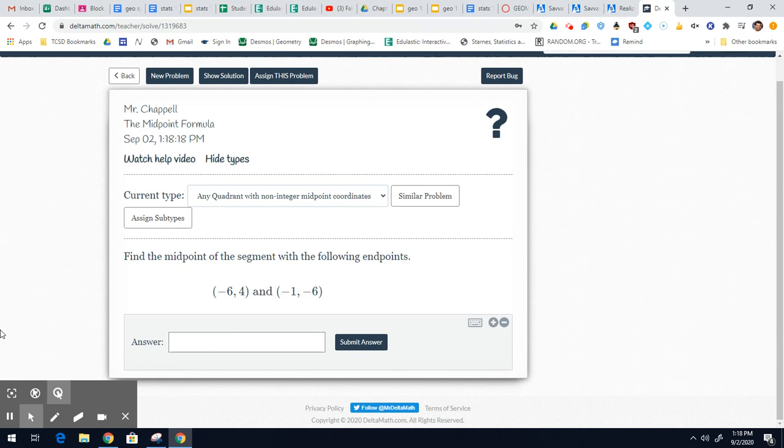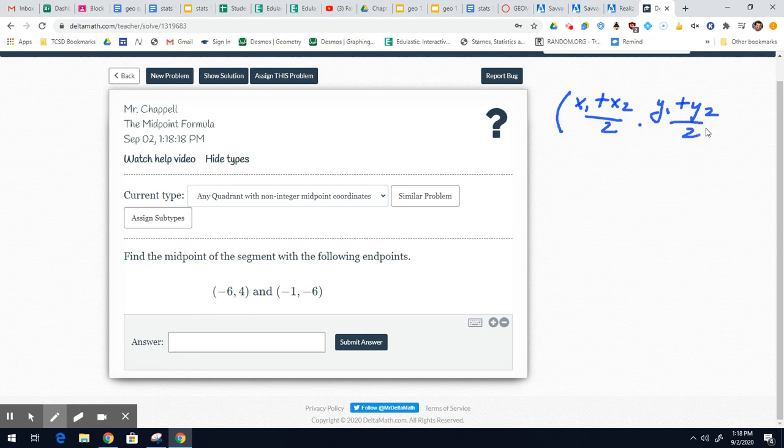All right, so this is more of a common midpoint problem you'll find. It says find the midpoint of the segment with the following endpoints, -6, 4, and -1, -6. So you could graph it again if you want to, but I think the formula is pretty easy to use. So remember the formula over here? x1 plus x2 divided by 2, y1 plus y2 divided by 2. Right, that's common between them.